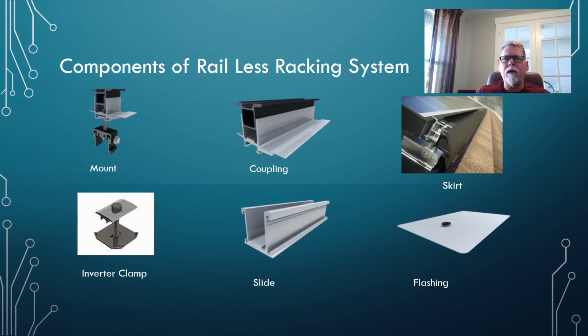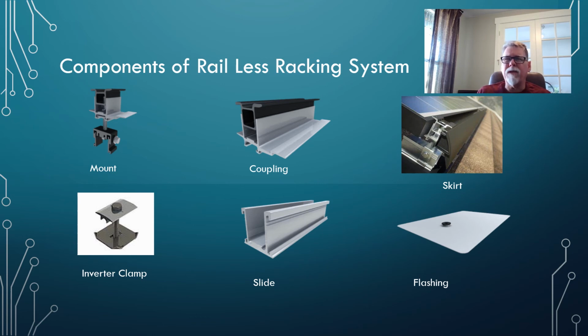So as we talked about, a railless system has a few less components. You have a mount. We talked about that. We have the coupling. And then you can see here the skirt and how that aligns with the top of the panel. It gives it a very sleek look. And I've got some pictures that'll show a better look later in the presentation. But really the skirt is just designed to level and make sure that those panels are all even and level and look really good. The inverter clamp, again, this is designed to mount an inverter directly to the panel.